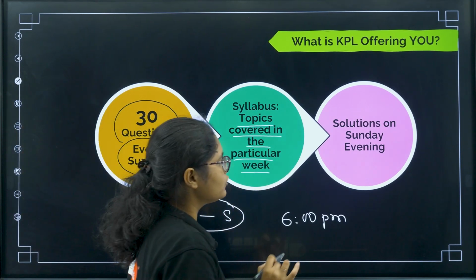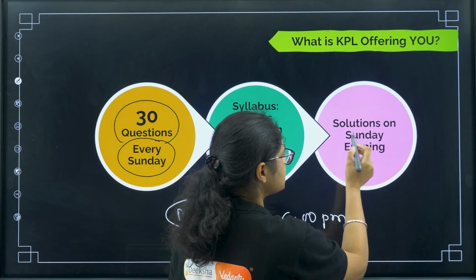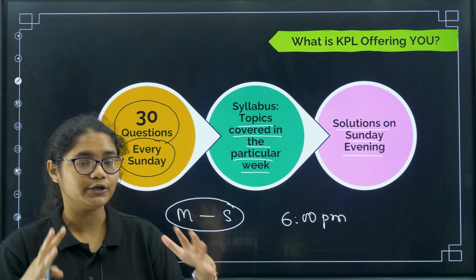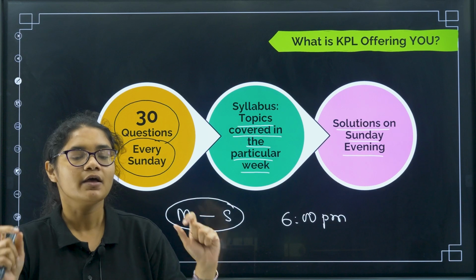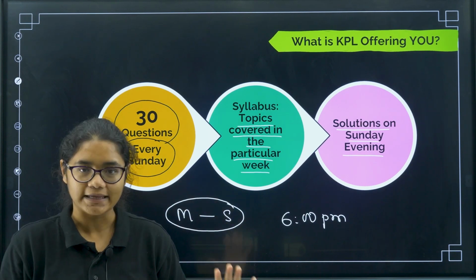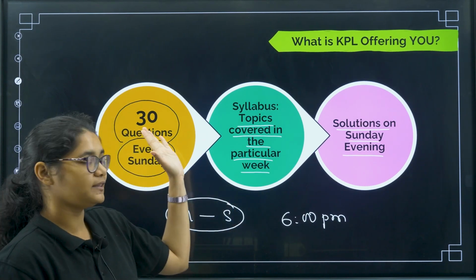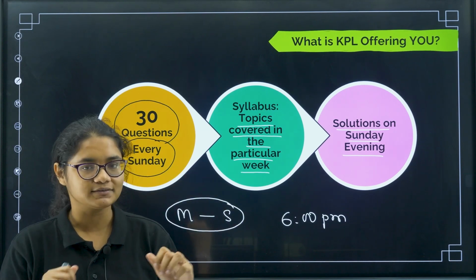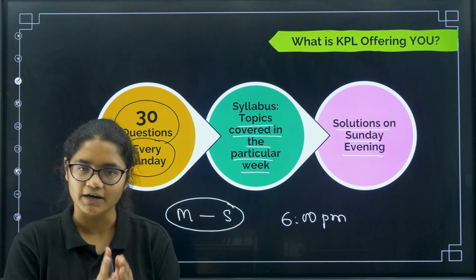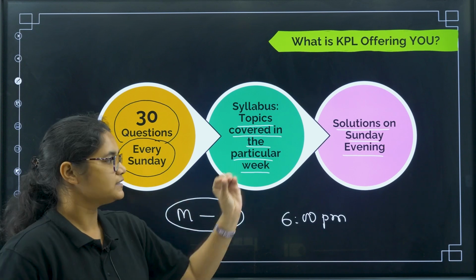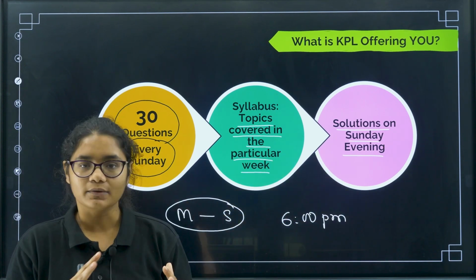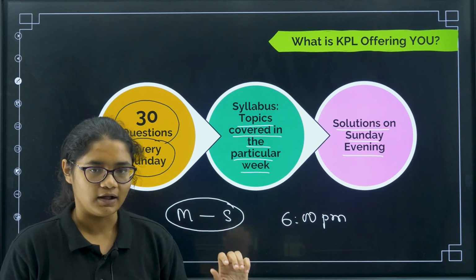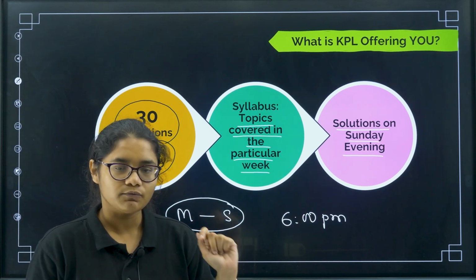Now, how will you check the answers? The solutions will be given on Sunday evening. The recorded video solution will be provided to you on Sunday evening, and the test will be given to you on the morning of Sunday. So you have enough time to attempt the test. After attempting the test, in the evening you can check the solutions and know which questions you have done correctly and which you have done wrong. Everything you can analyze.